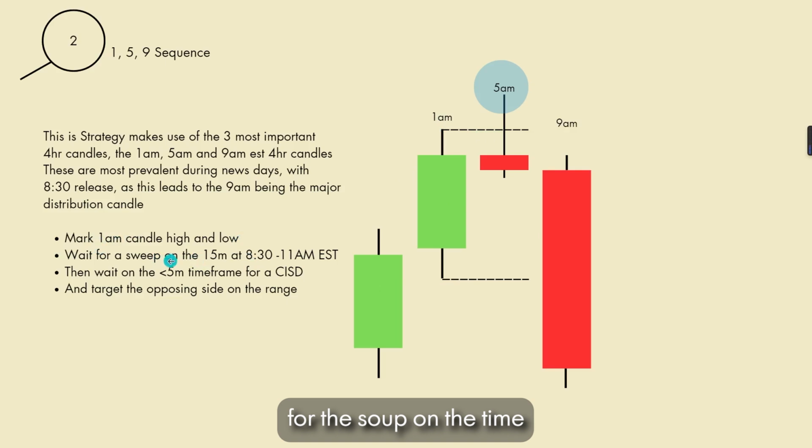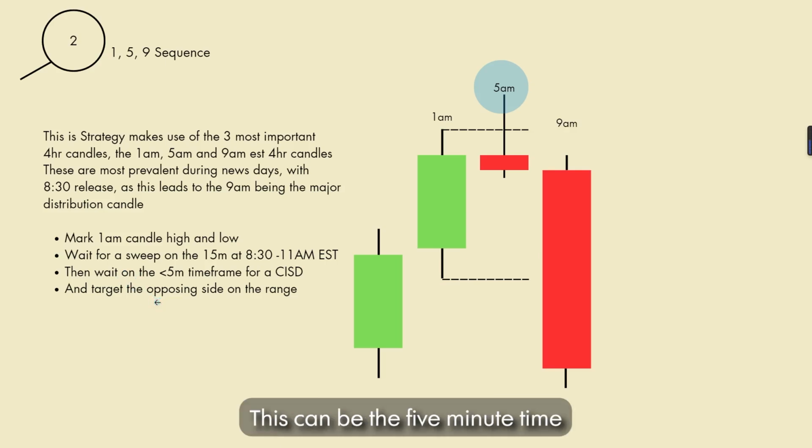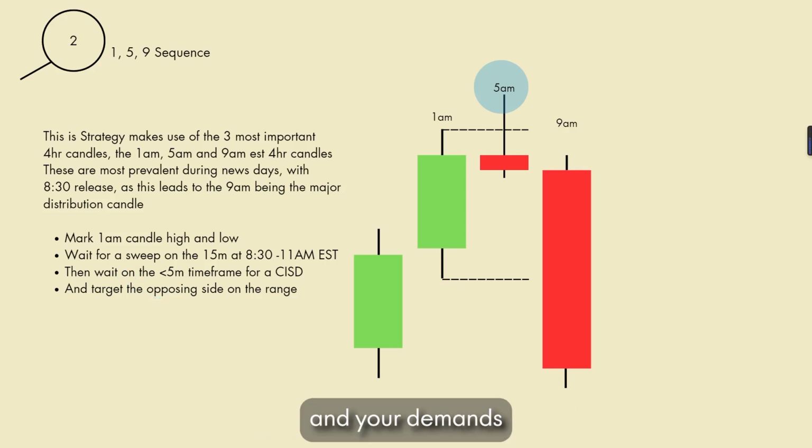We want to wait for the sweep on the 15-minute time frame, and especially at 8:30, okay? Because usually the 8:30 creates the flip. You want to wait on the 5-minute time frame for a change in state of delivery. This can be the 5-minute time frame, your 1 minute and your 3 minutes. And then you want to also target the opposing side of the range, okay?